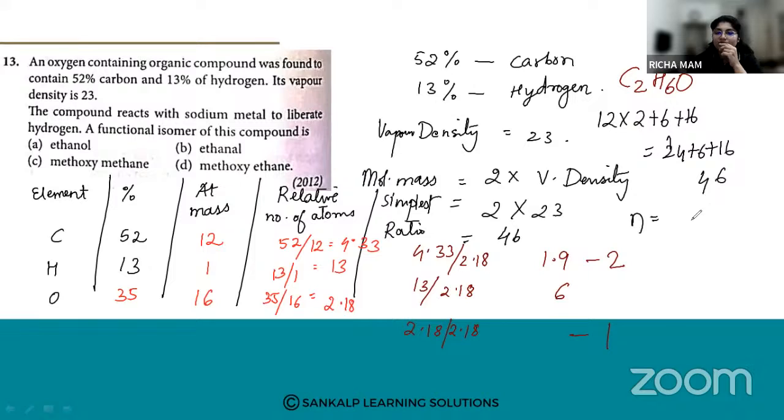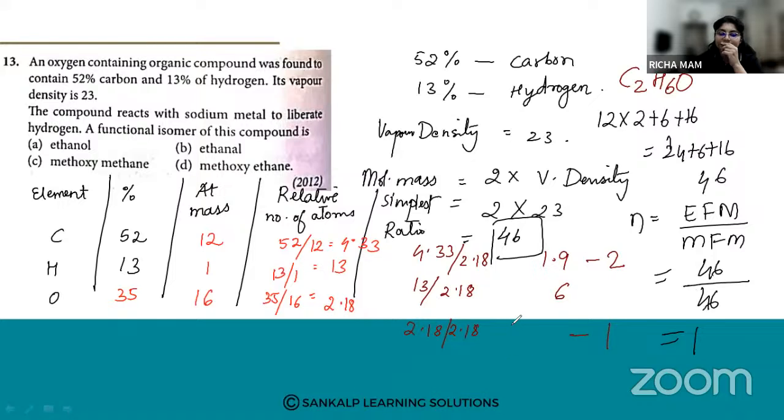n is equal to what? Empirical formula mass by molecular formula mass. The empirical formula mass is 46. What is the molecular formula mass? It is also 46. So it is 1. Okay. So what is the molecular formula? It is also C2H6O. Now, what is the second?